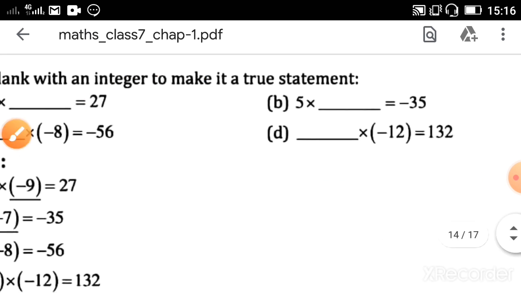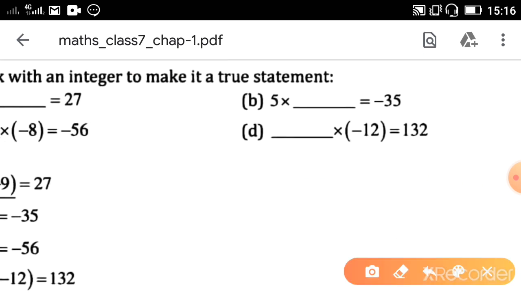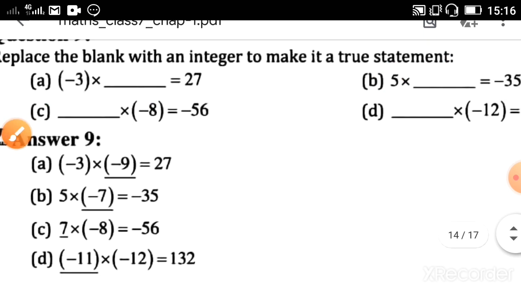B. 5 into dash is equal to 35. 5 sevens are 35. Answer is negative. Here two terms are given. It means out of two terms one term will be negative. But here 5 is already positive. So here it comes minus 7.